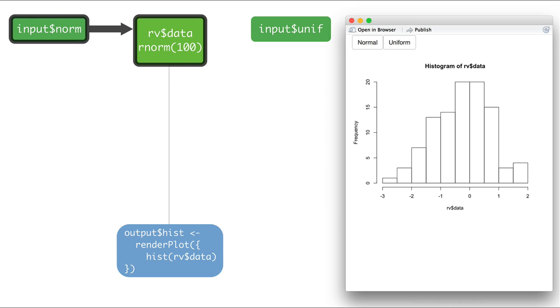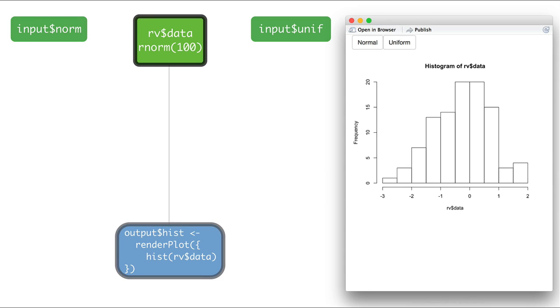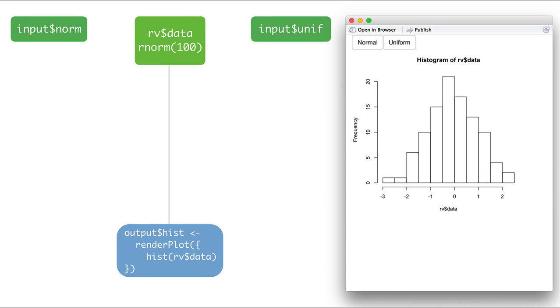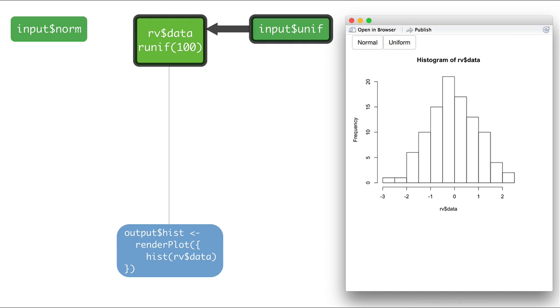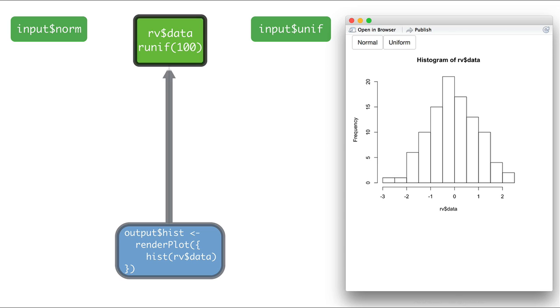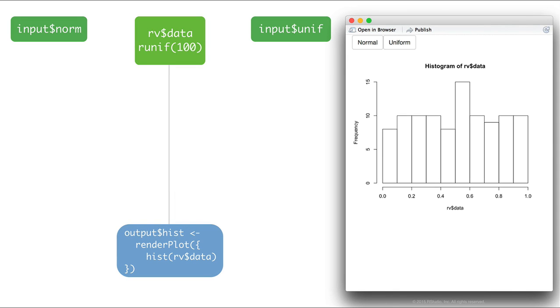When that happens, since rv$data is a reactive values object, it notifies the things that depend on it that it's changed. So now output$hist knows that it's been invalidated, it reruns its code, looks up that value, creates the new plot. Something similar happens when I click input$unif. It overwrites rv$data with, this time, 100 uniform random values. That's a change, so output$hist is notified, retrieves the new data, makes the new plot. And this is what I mean by managing state. We've created some persistent state here in rv$data, and now we're just programmatically manipulating that state through these action buttons.